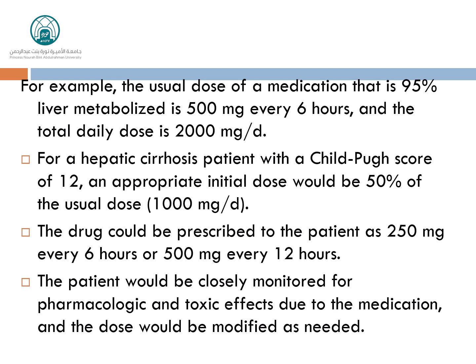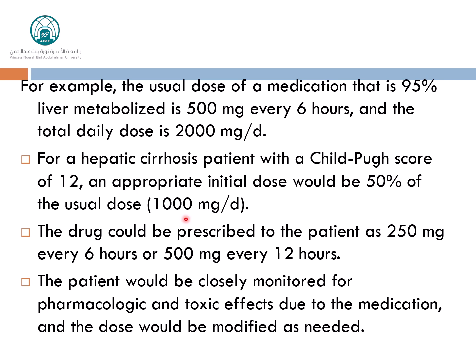For example, take the usual dose of a medication that is 95% liver metabolized. Imagine it is 500 milligrams every 6 hours, so it's given 4 times a day. The total daily dose is 2 grams, i.e. 2000 milligrams per day. For hepatic cirrhosis patients with a Child-Pugh score of 12, it should be reduced by 50%.